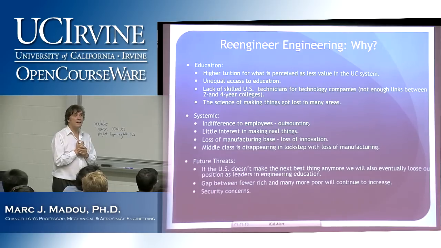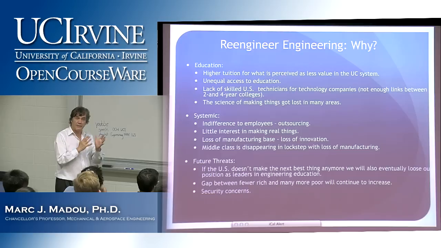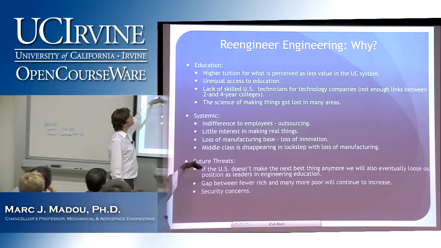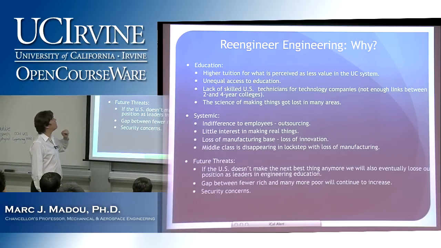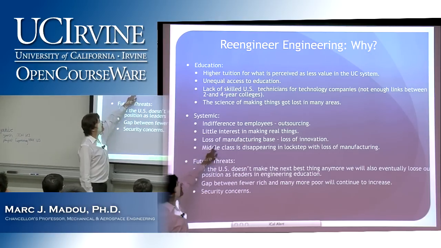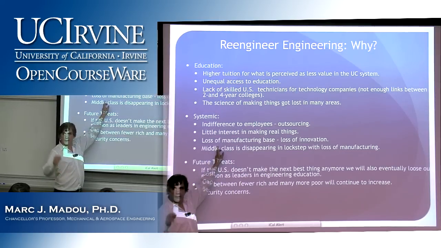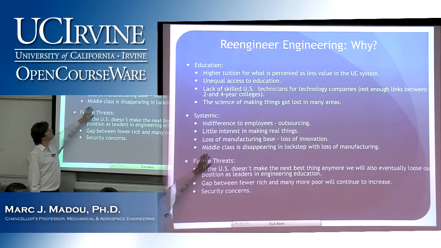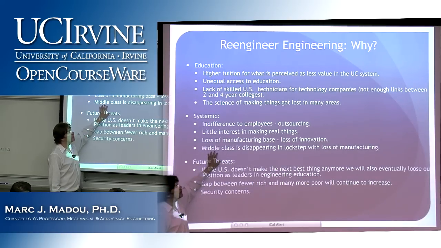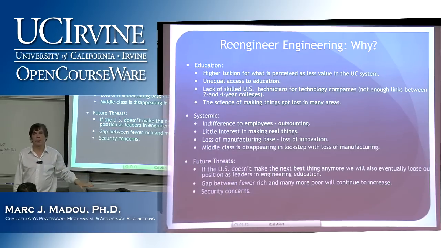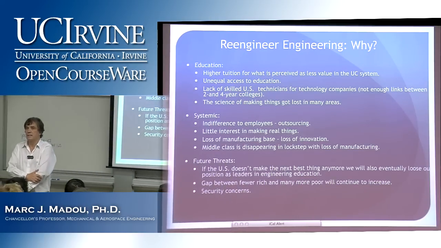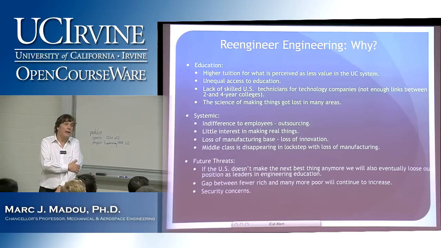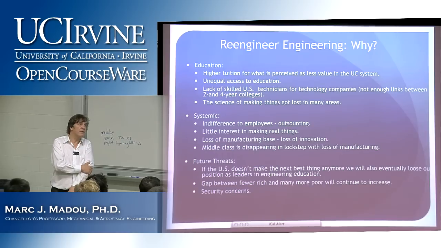Indifference to employees, outsourcing, that makes for a tension in a society. Little interest in making things, real things. I made that point before. And loss of manufacturing bases, loss of innovation. Remember, I used that word IP leakage for that. And then the middle class is disappearing in lockstep with loss of manufacturing. And you get a more polarized society with more chances for war, more chances for disease, more chances for everything.